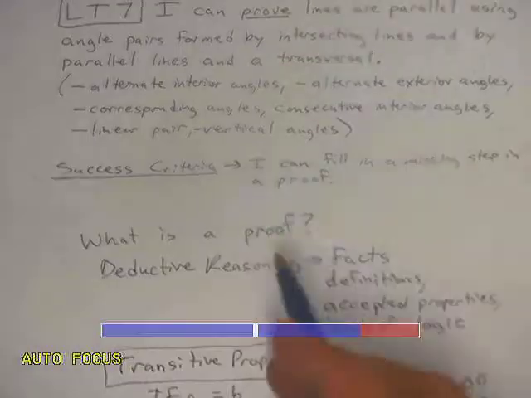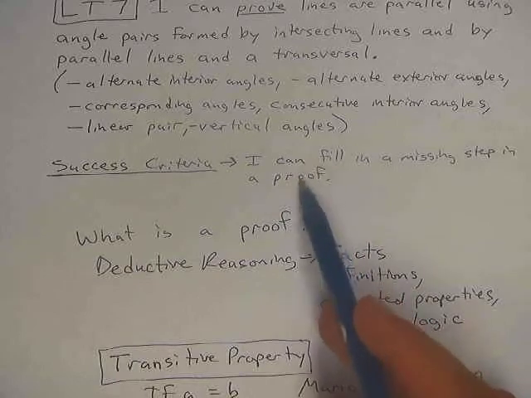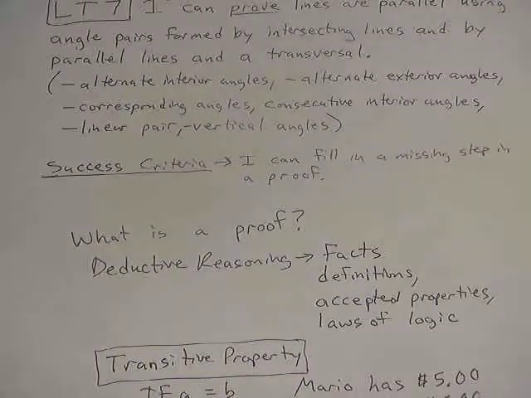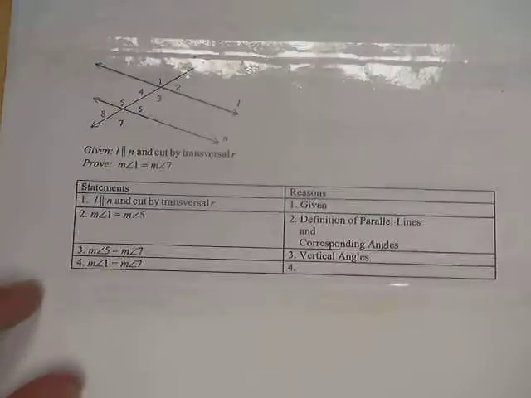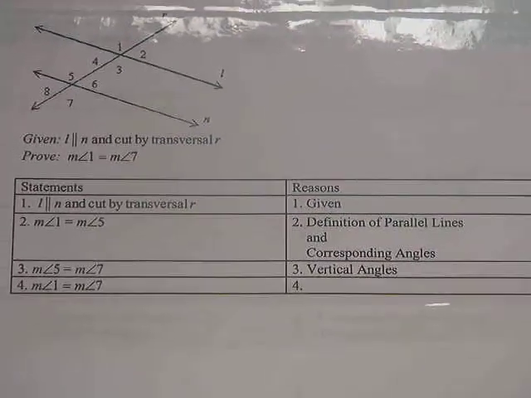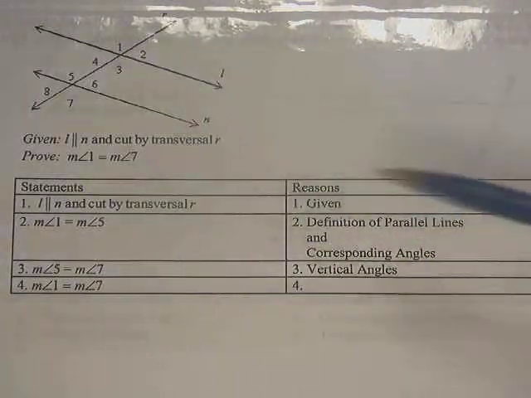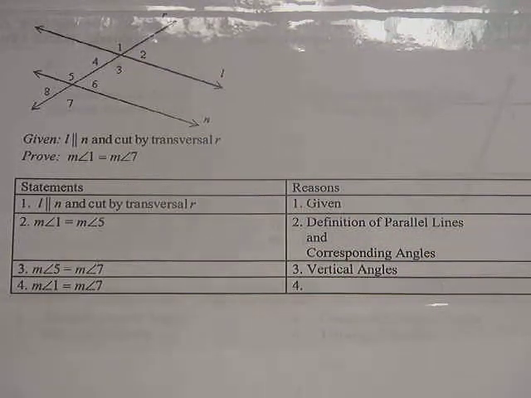So remember our success criteria. Let's go back to that. The success criteria today was I can fill in a missing step in a proof. So if you can do that, you're successful. All right, let's try another one. All right, so please take a moment to write this down.